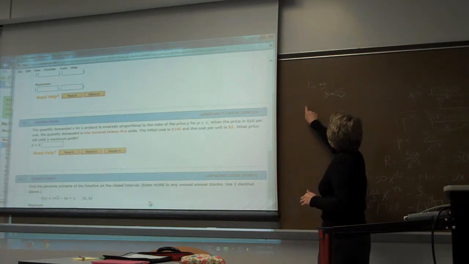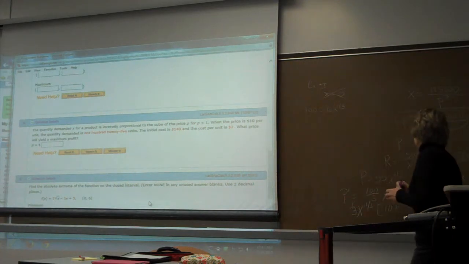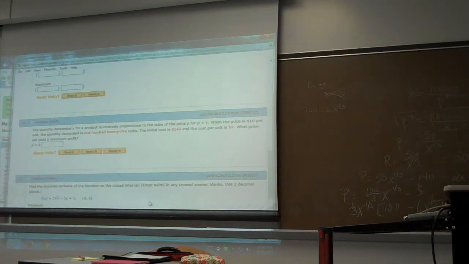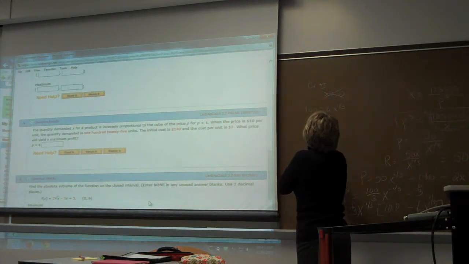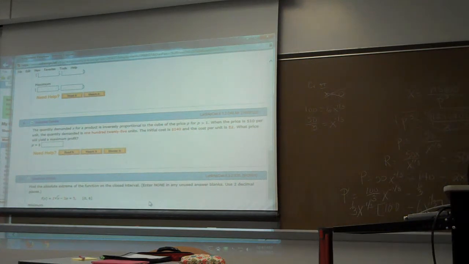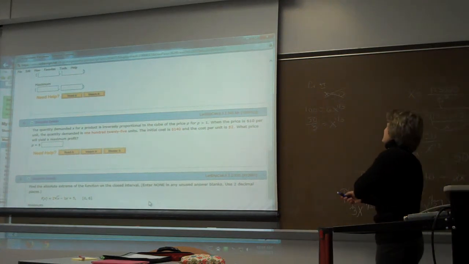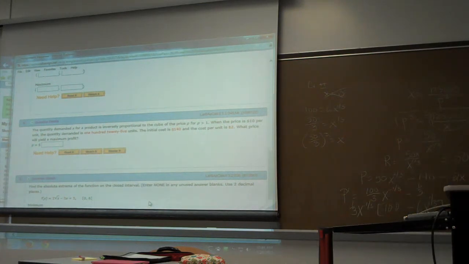So I'm going to set 100 equal to 6x to the 1/3 to set that equal to 0. Divide by 6. And then do what? Cube both sides. And whatever that value is, my critical value.